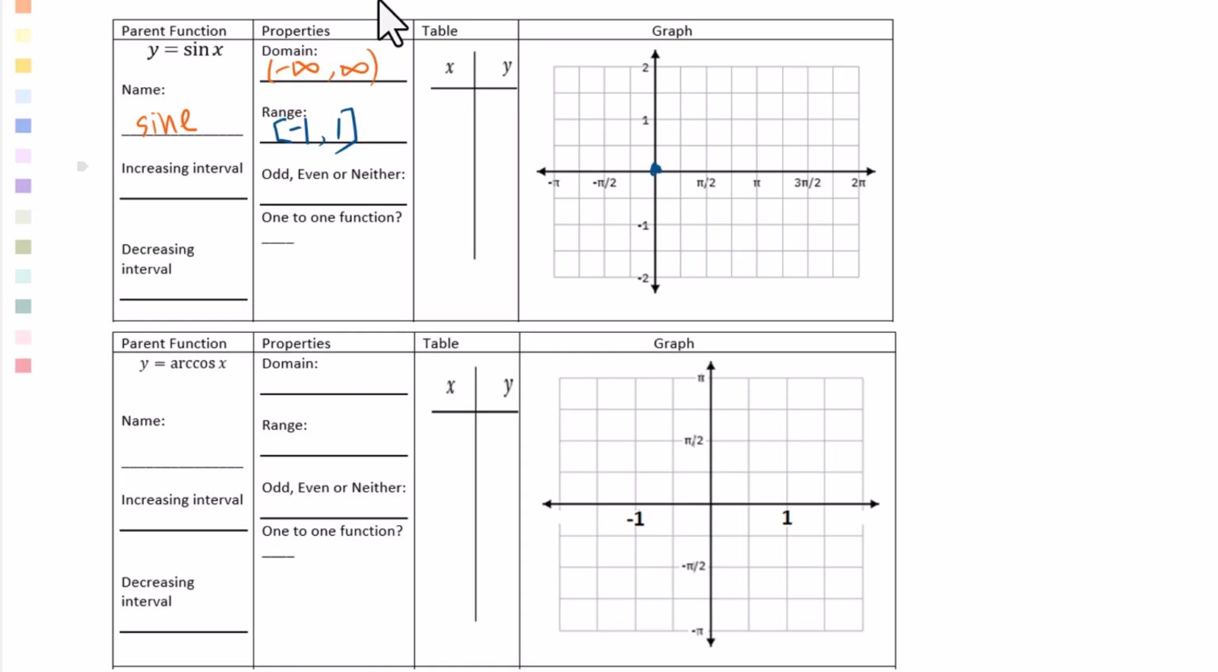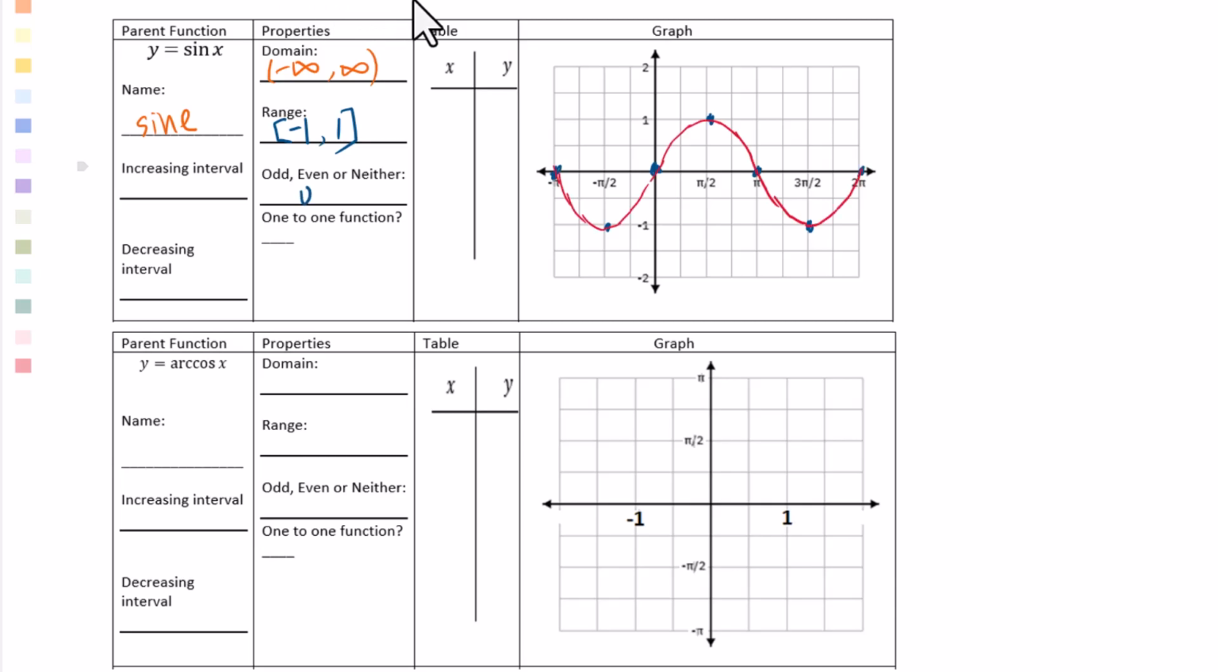Plot the points (0, 0), (pi over 2, 1), (pi, 0), (3 pi over 2, -1), (2 pi, 0), (negative pi over 2, -1), (negative pi, 0). Then connect these points smoothly.